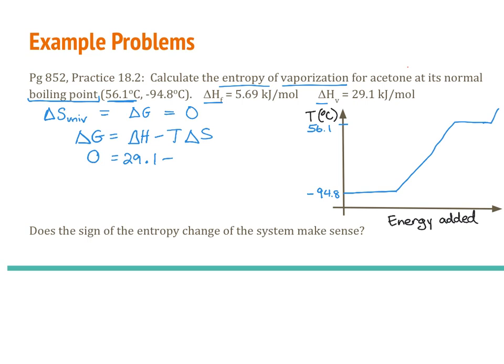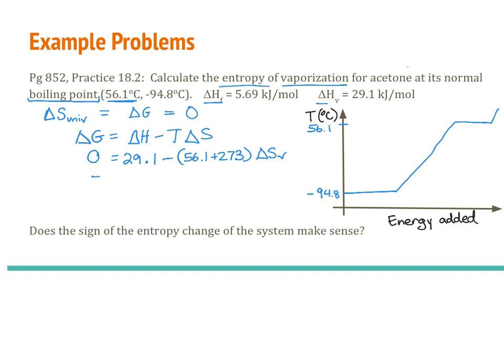Again, this equation is not hard to use, but the devil's in the details. You've got to think about joules versus kilojoules. You've got to always use Kelvin. Those are the things that get people when we're doing these calculations. So this will be 56.1 plus 273. Times this will be the entropy of vaporization, what we're looking for. Now it's a matter of doing some algebra to solve for delta S vaporization.